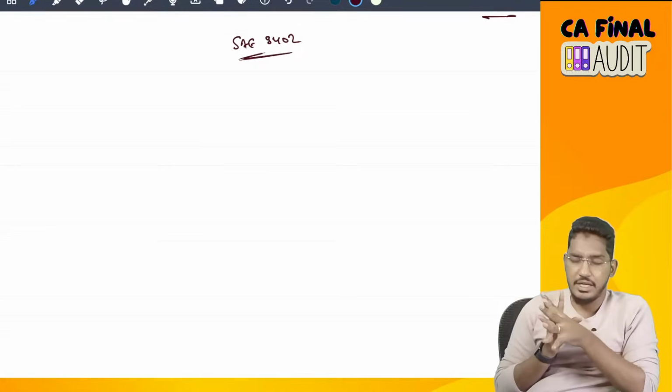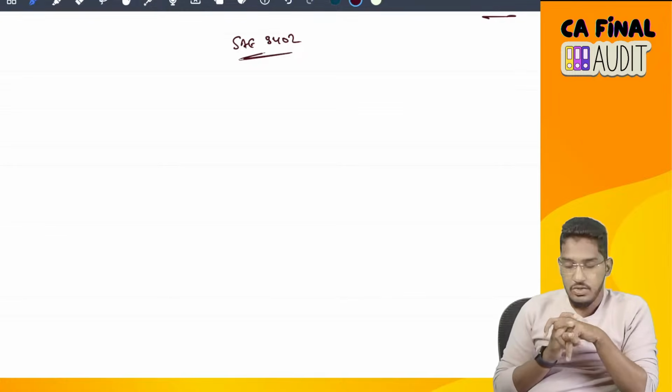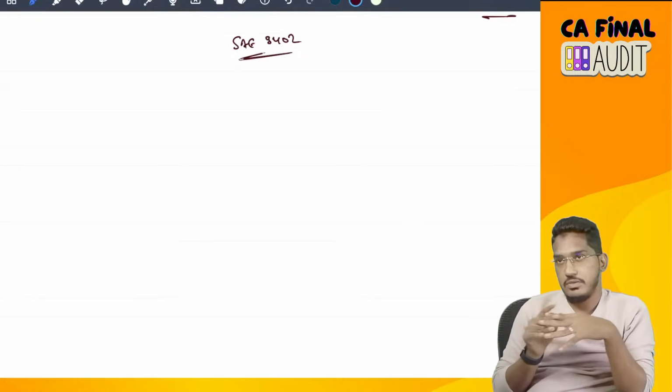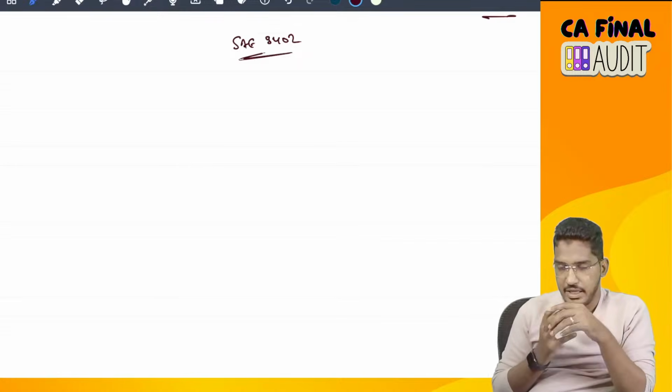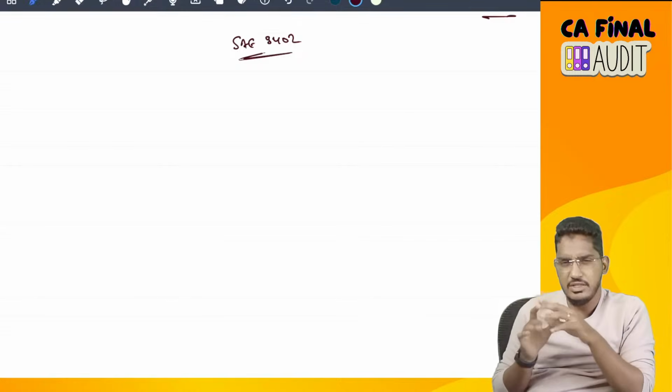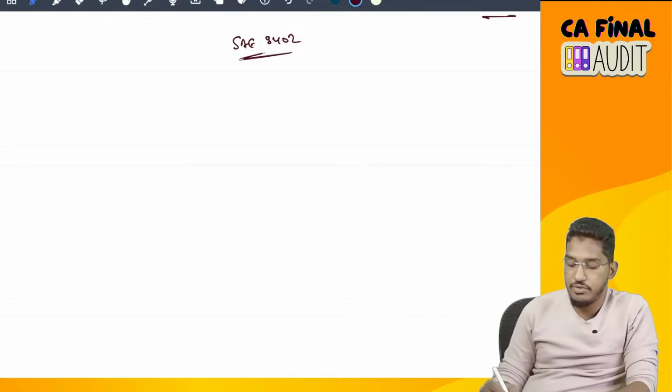We have discussed this standard in a very comprehensive manner. Students actually love the standard because of the way we teach it. Such an interesting standard it is, but here I can't afford to go line by line. I will just give you a brief of the standard. So what does SAE 3402 say?